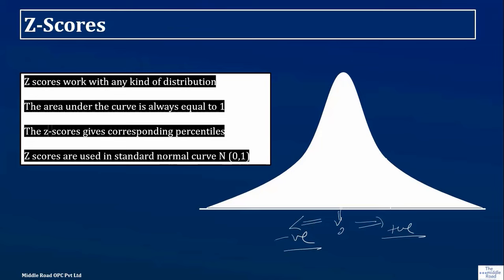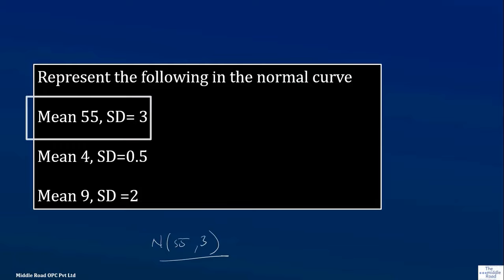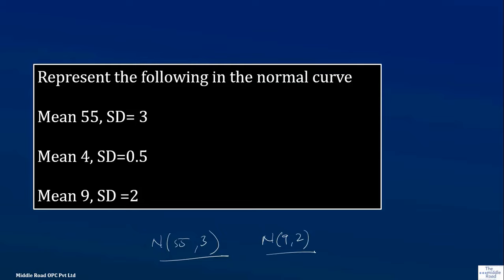Now, how to calculate standard normal. Standard normal always has a mean of 0 and a standard deviation of 1. However, for a normal distribution, whenever I'm writing N(5, 3), it means the mean is 5 and the standard deviation is 3. If I need to represent mean 9 and standard deviation 2, I'll write N(9, 2). This is the protocol you will see everywhere in the books.